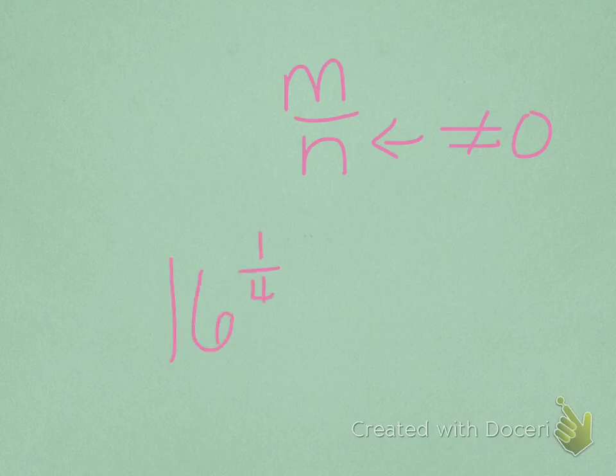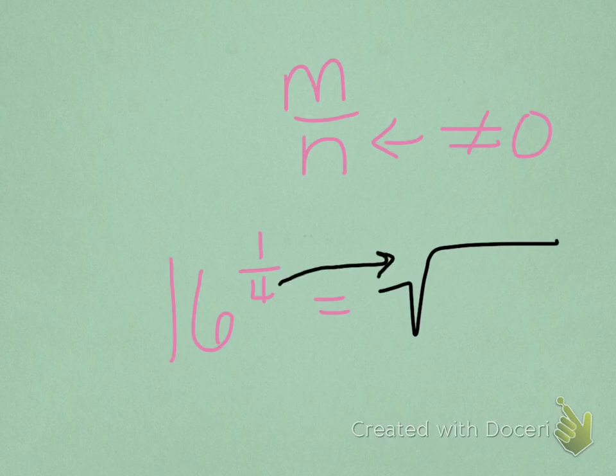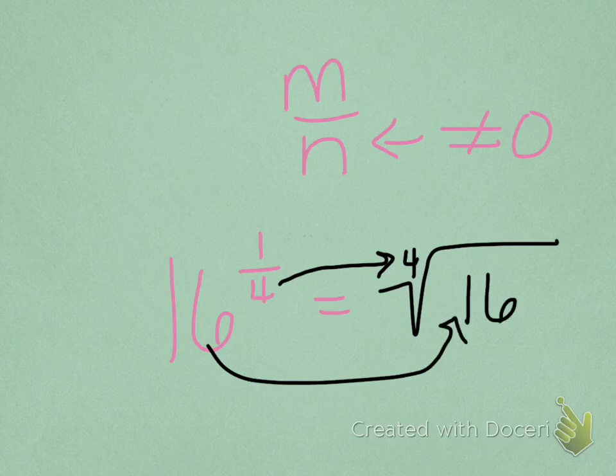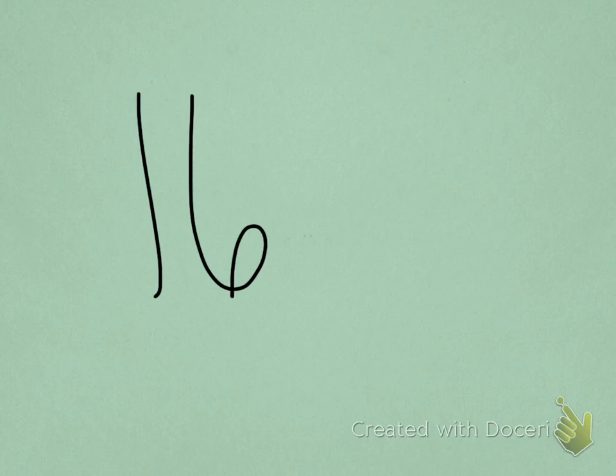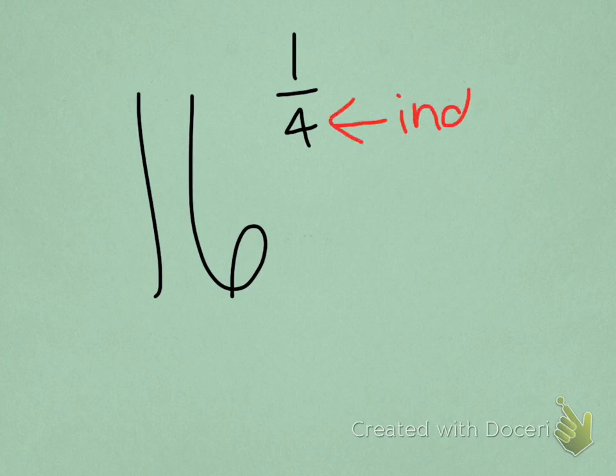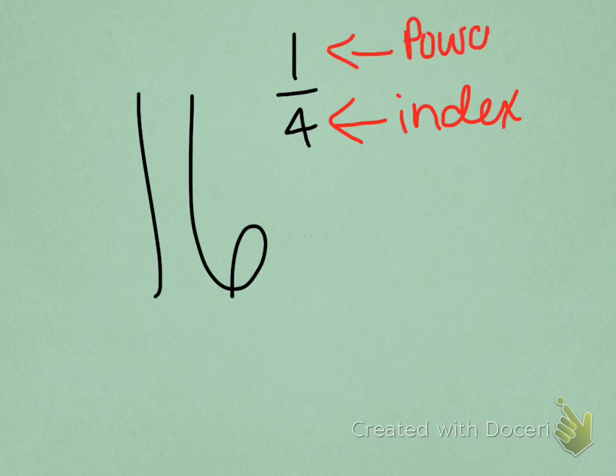16 to the 1/4 actually equals, and hopefully you'll remember this, we did a little bit of this last year. This number goes here as my index. This goes underneath and tells me what power it is raised to. If we take this big number right here, and we have 1/4, again this is the index, this is the power, and this is my base number.